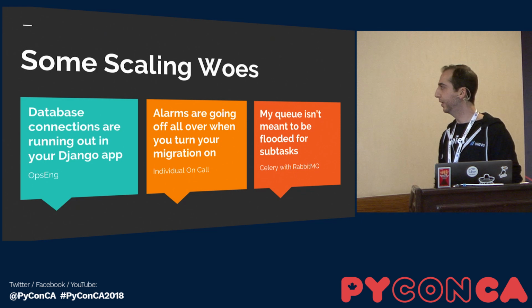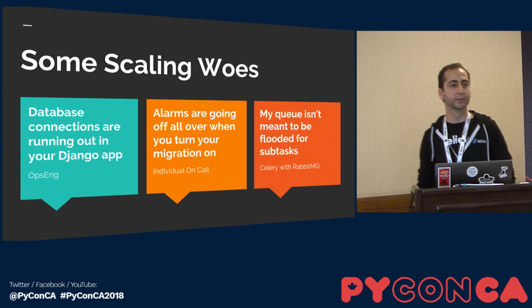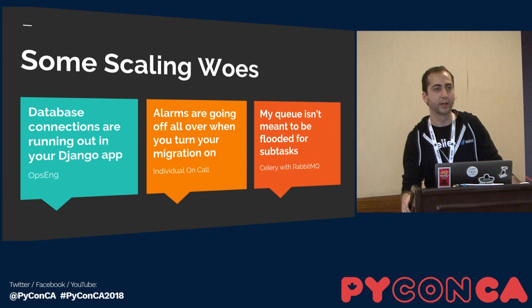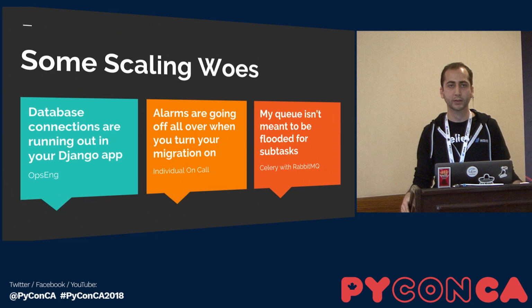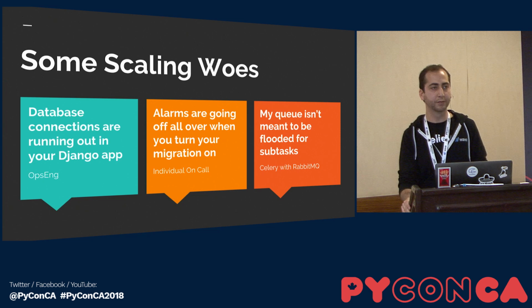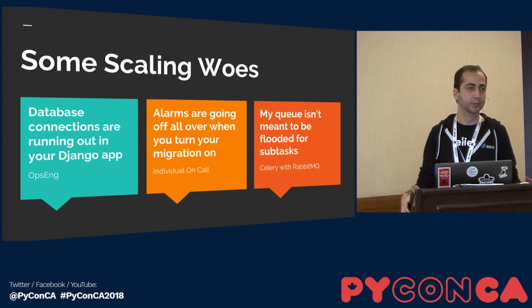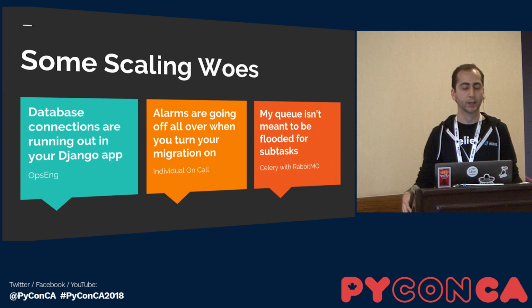Number one, database connections are running out in your Django app. That's what our OpsEng team let us know. I don't know if you were here 2 years ago, but I did give a talk on database sharding, so that in order to scale our systems, we split our data across many databases. In our case, we have 128 of them. Now, every request only needs to talk to one of them. Unfortunately, by default, Django will connect to all 128.